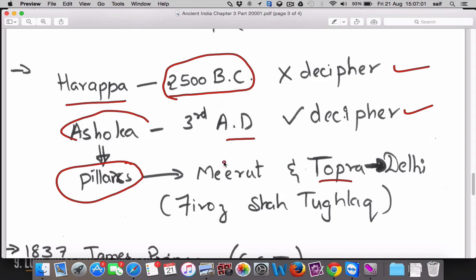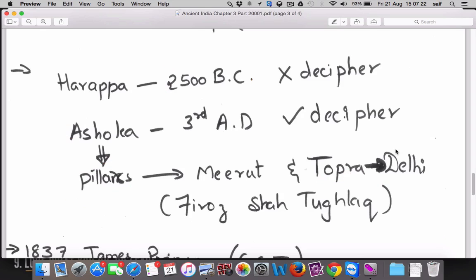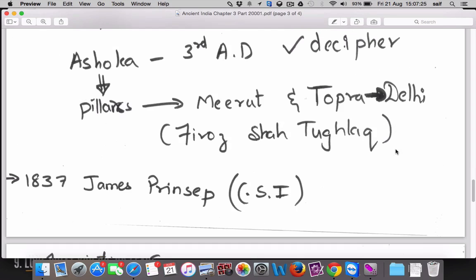This is in Meerut, and the ruler Firoz Shah Tughlaq brought this pillar to Delhi, and he called Pandits to decipher it. But at that time, nobody was able to decipher what was written on that pillar. In 1837, a person named James, a civil servant of India in colonial British India, deciphered what was there on the Meerut and Topra pillars.